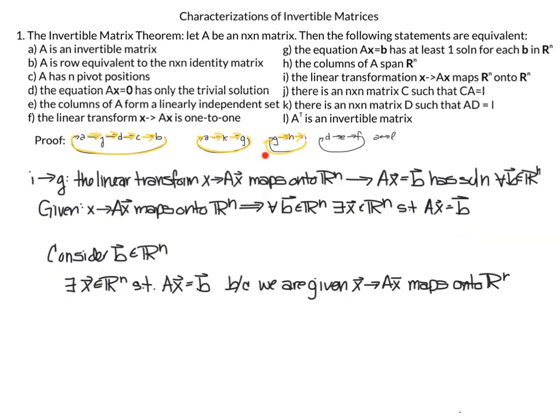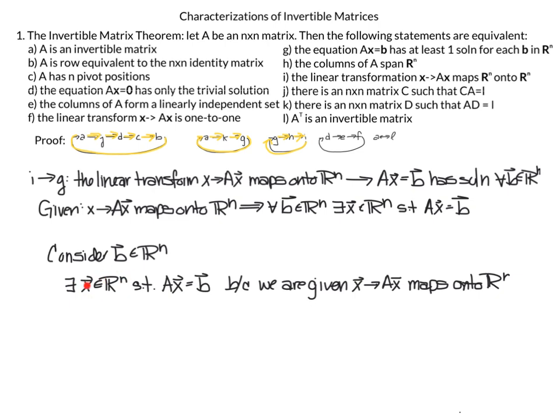Our next proof is I implies G. So the linear transformation x to AX maps onto Rn implies G, which is the equation AX equals B has at least one solution for each B in Rn. So we're given that x to AX maps onto Rn. That means for every B in Rn, there exists some X in Rn such that AX equals B. And we want to show, what do we want to show? G. That AX equals B has at least one solution.